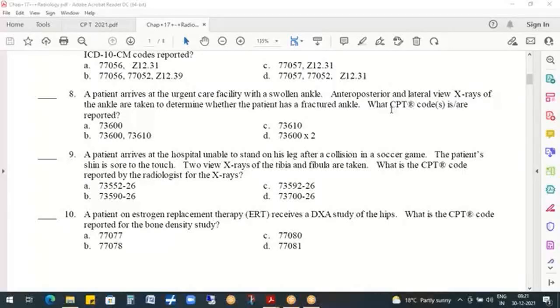What are the body parts here? Tibia and fibula. How many X-ray views? 2 views. Tibia and fibula, 2 views. What is the code? 73590, which is in option B. Any doubt in giving the answer?